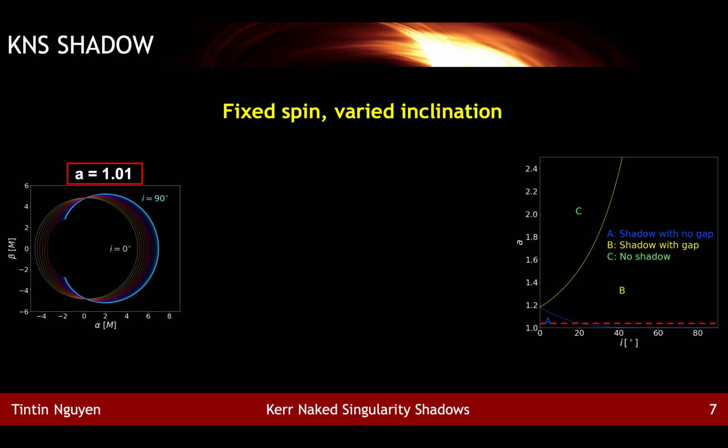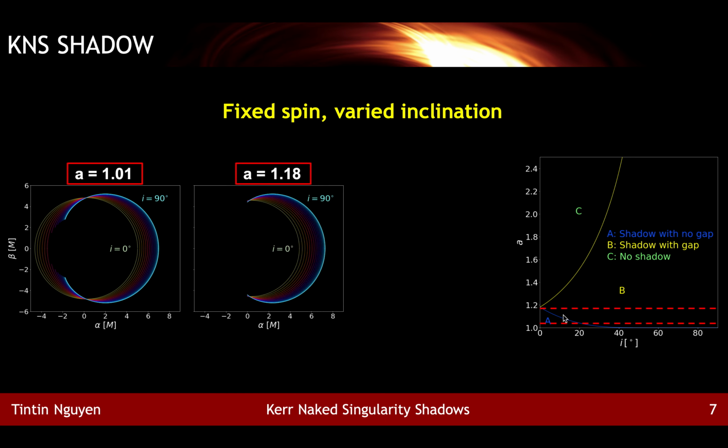So just to give you some visualization, let's look at an example of when a equals 1.01. It corresponds to this red line on the spin-inclination phase space. As you go from low inclination to high inclination, you can see that at low inclination you have a closed shadow without any gap. And when you increase inclination, at some point the shadow opens up a gap and becomes open.